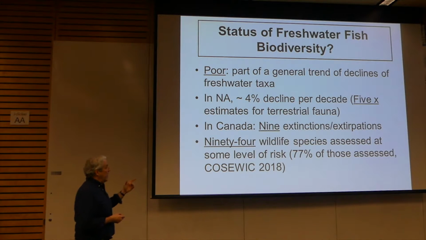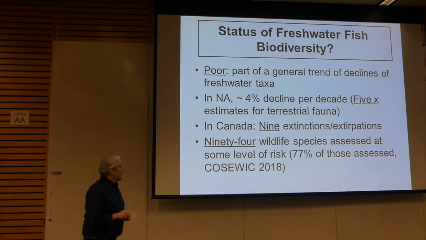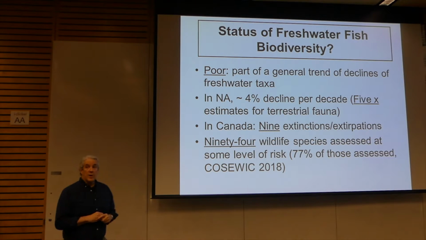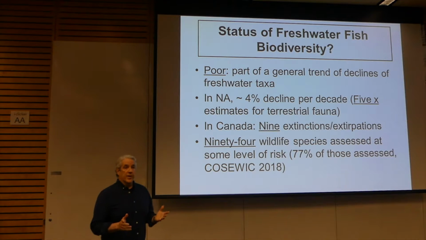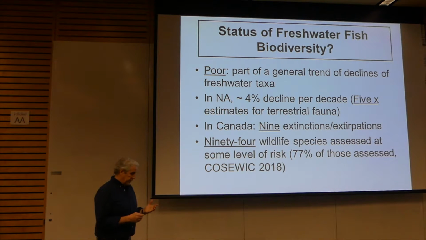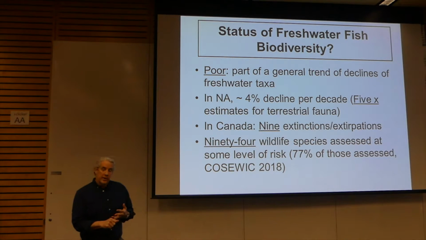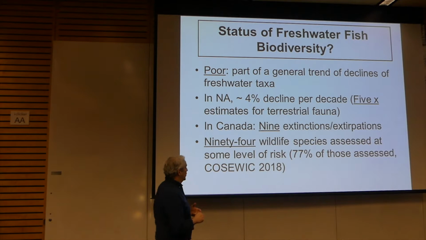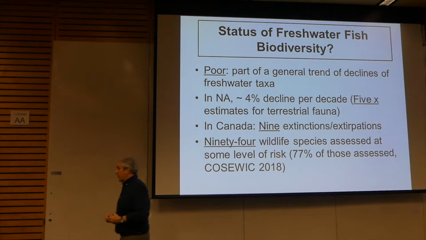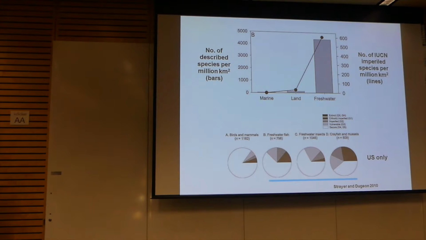In Canada, we've had 9 extinctions and extirpations of freshwater fishes, and 94 wildlife species have been assessed at some level of risk by COSEWIC since we started assessing things in 1978. And that's anything from special concern through to extirpated, including endangered and threatened. And that's about 77% of the total we've assessed that have been found at some level of risk. This is part of a global phenomenon.